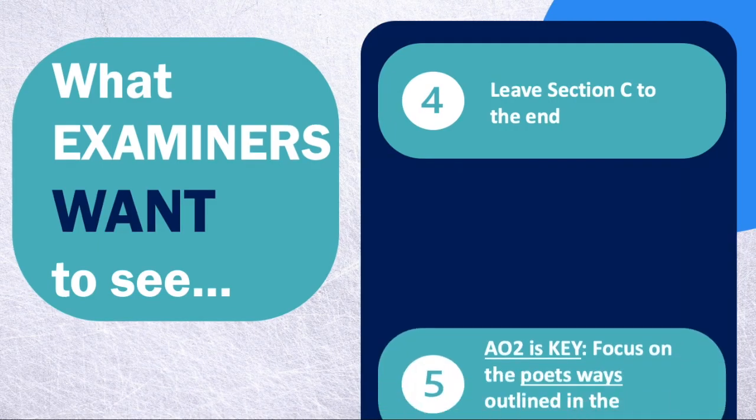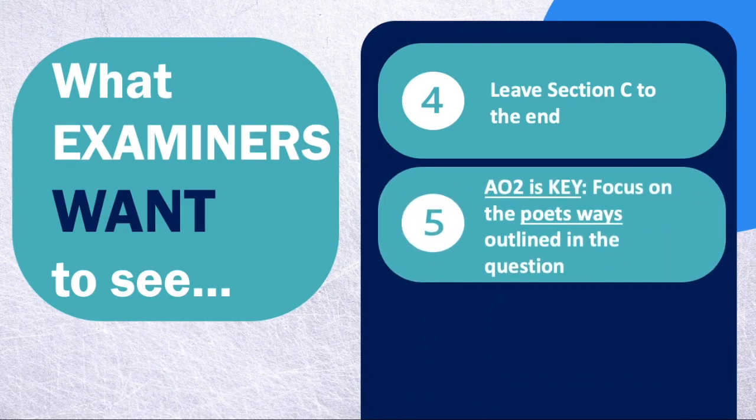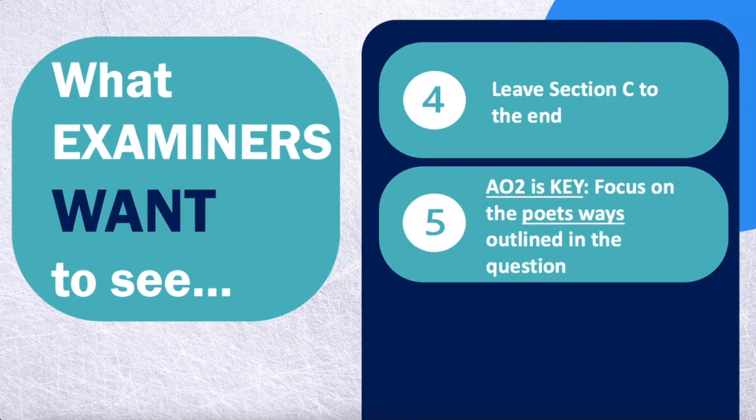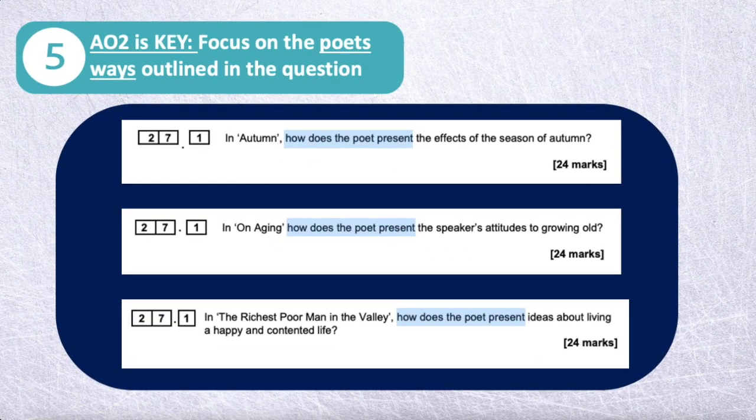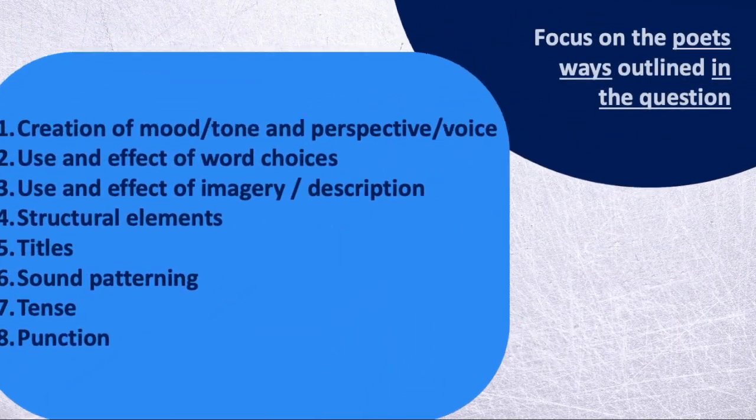The last, but arguably the most important tip that was mentioned in every single examiner's report was that AO2 is key. Students really need to focus on the poet's ways outlined specifically in the question. The key part of the question is, how does the poet present? And the only way to unlock these marks is to focus on the ways that the poet has explored a specific attitude or theme.